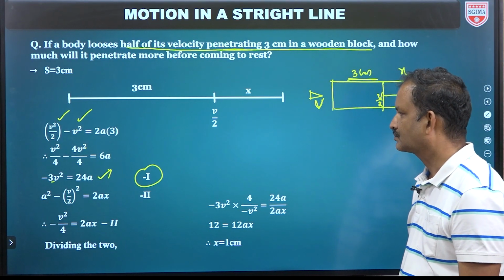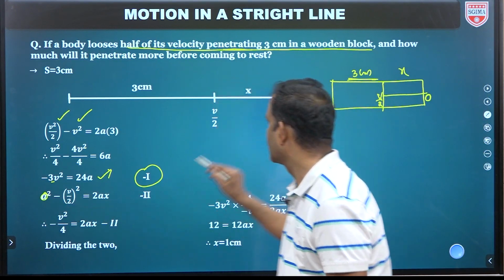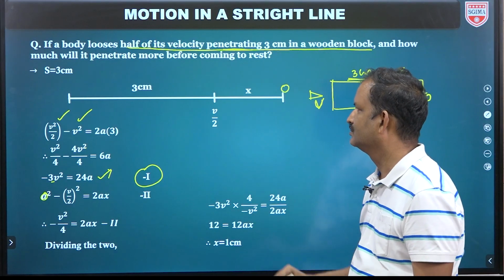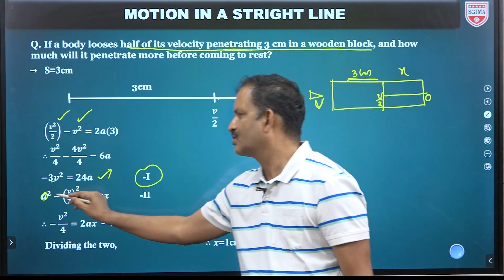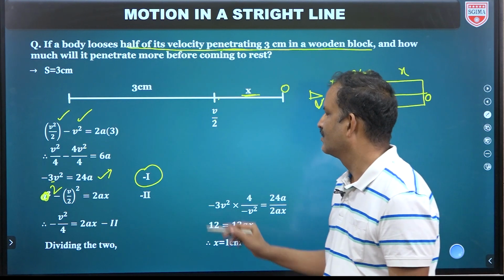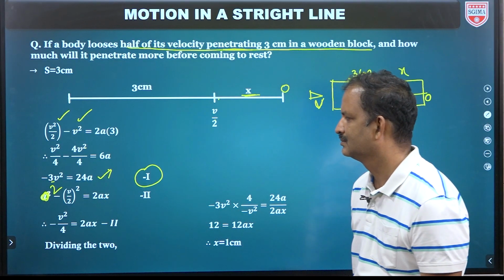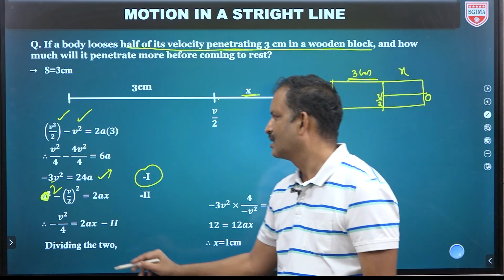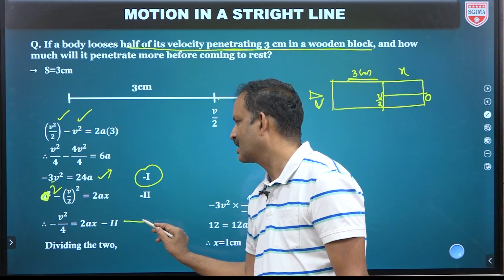Now, next I am applying for this one, here 0 and here v by 2. This distance is x. So, 0 square minus (v by 2) whole square is equal to 2ax. From this, I got minus v square by 4 is equal to 2ax. This is the second equation.